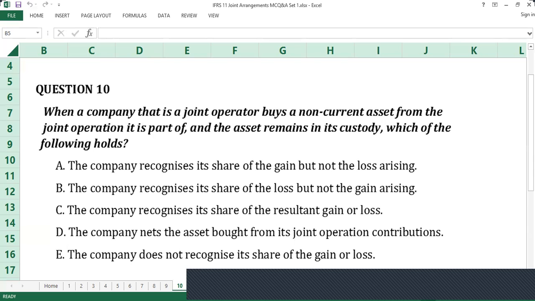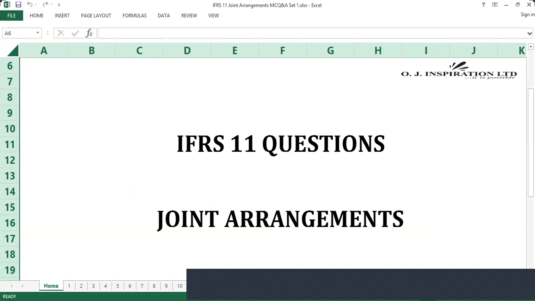Time up. The answer to question number 10 is E. The company does not recognize its share of the gain or loss. A joint operator is prohibited from recognizing its share of gains or losses arising on its purchase of assets from the joint operation until such assets are sold to third parties. E is the answer to question number 10.